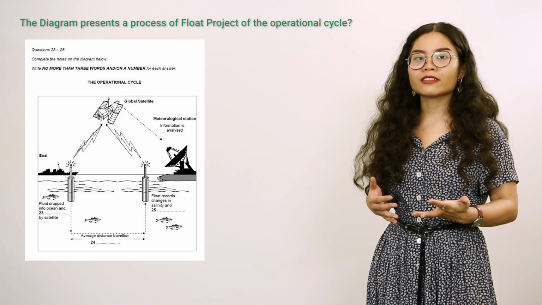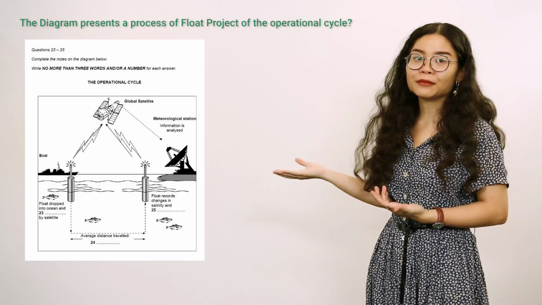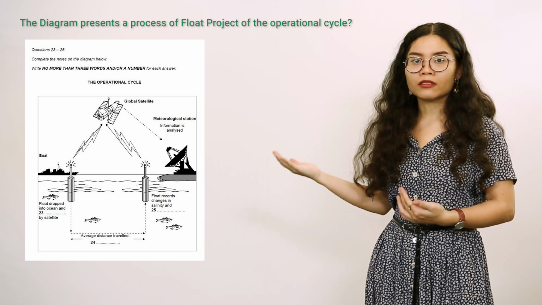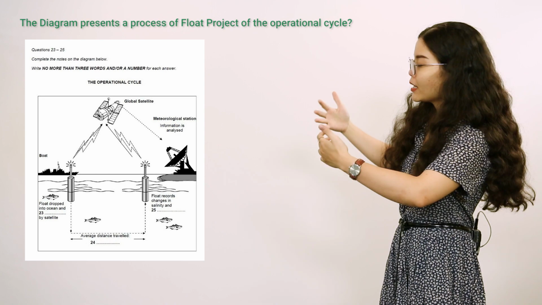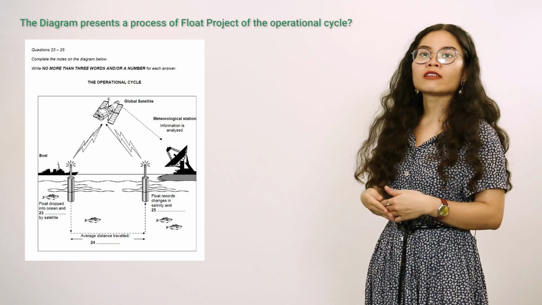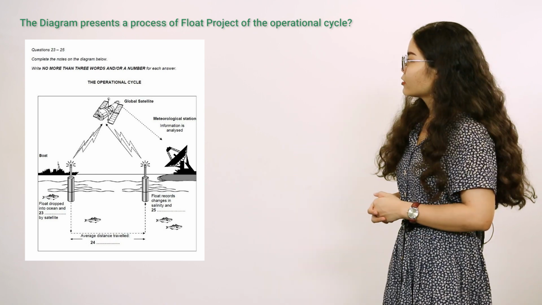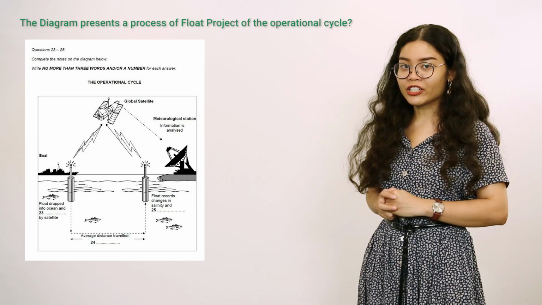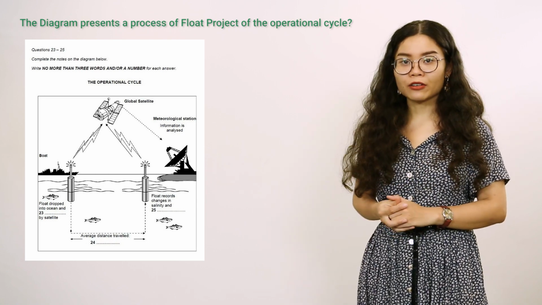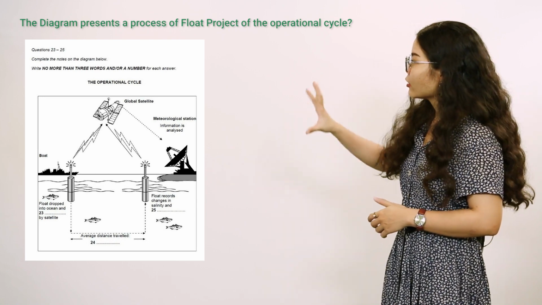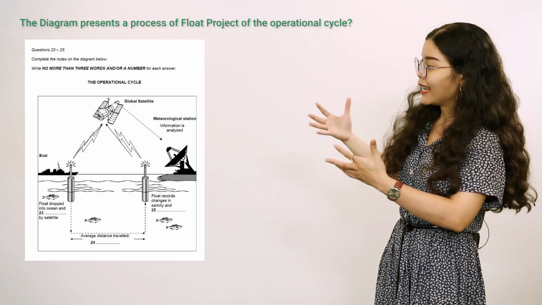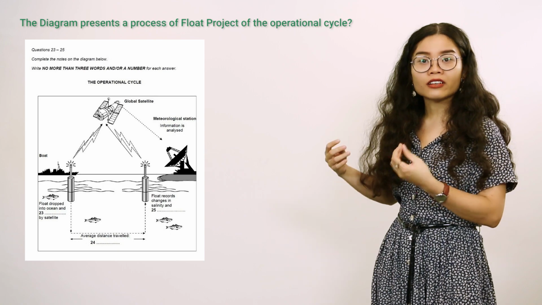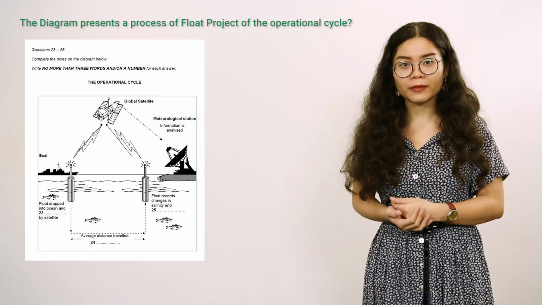Now when you look here, it will be a common example of a diagram labeling. In this one, you can see it's a picture of a diagram that represents a process. This one talks about a float project of the operational cycle. So you're going to take an overview of the whole content or information and actually understand what the diagram talks about.